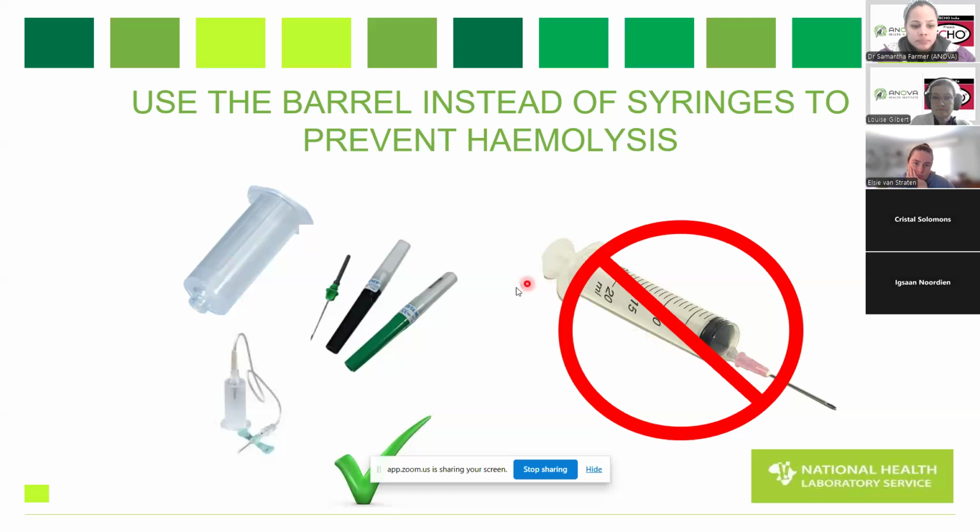Hemolysis: a viral load sample with hemolysis will get rejected. It'll get rejected because when the sample hemolyzes, it releases the hemoglobin. The hemoglobin is then in the plasma, and the iron from the hemoglobin affects certain PCR assays. So we don't want to use hemolyzed samples. It's going to be rejected.